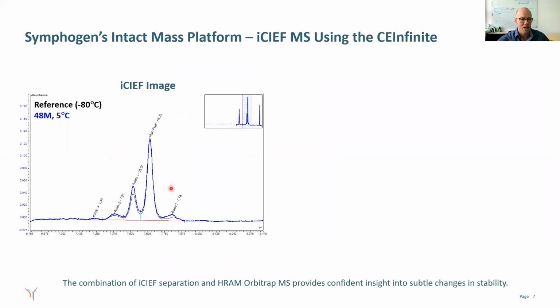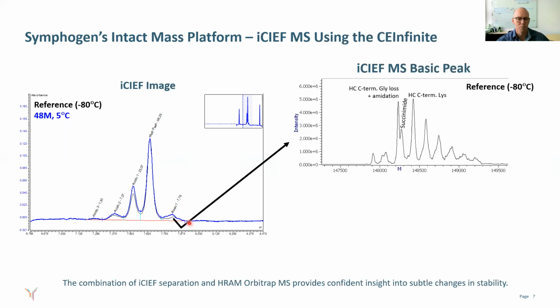Here you can see an example of, again, a frozen reference, the black trace, and then we have a stability sample that has been stored for 4 years at 5 degrees, and it's quite a stable product. We do see a slight increase in some acidic form, which is expected because we know there will always be some deamidation as a function of time. But we also see a distinct, a minor but distinct increase in the basic form.